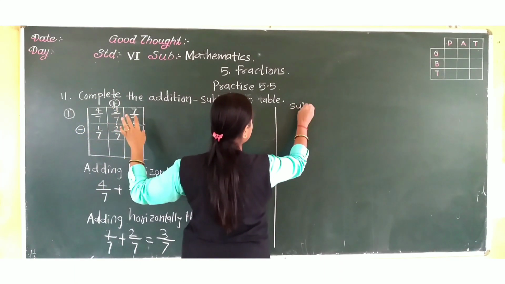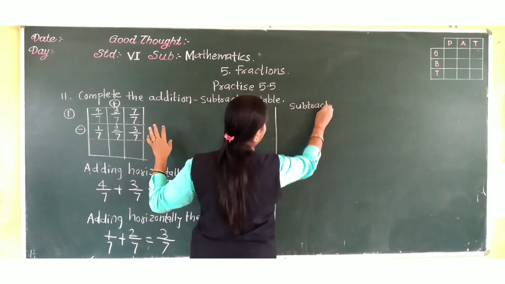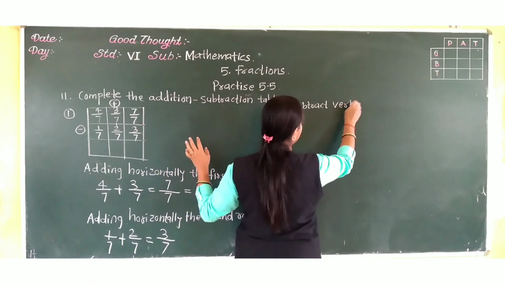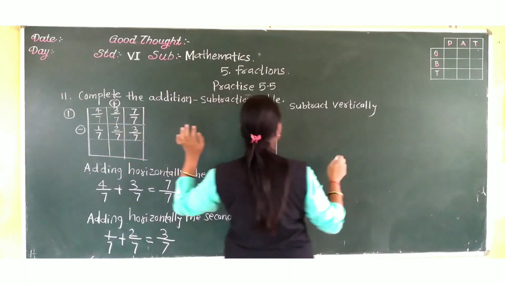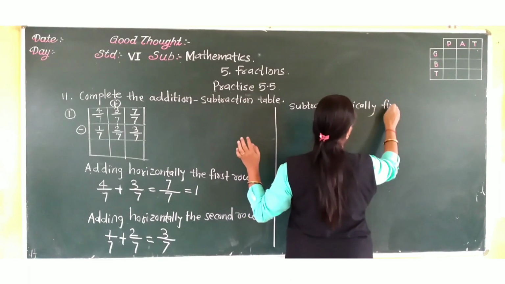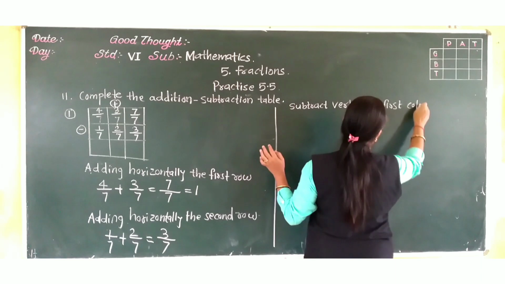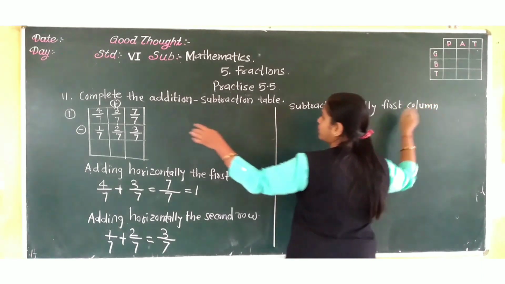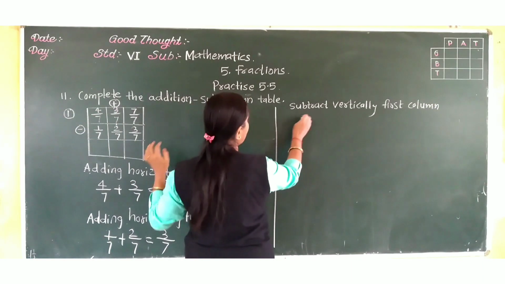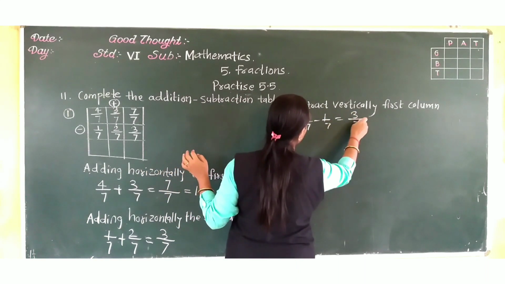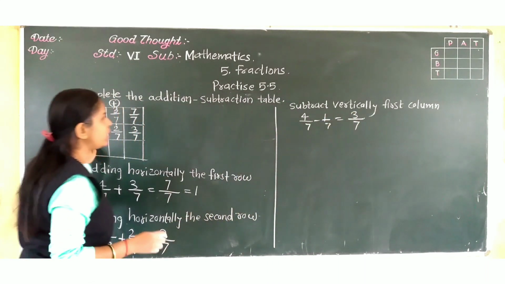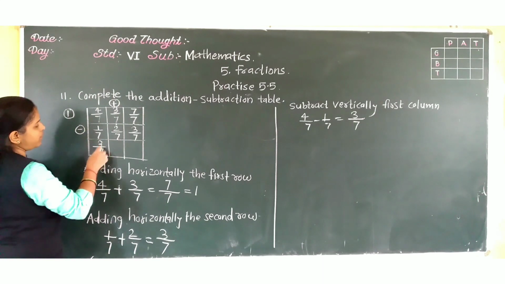Subtract vertically. This is a column, no? First column. So what is that? 4 upon 7 minus 1 upon 7. So the answer is 4 minus 1, 3 upon 7. Here what will come? 3 upon 7.